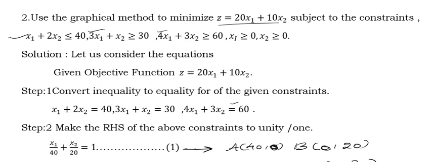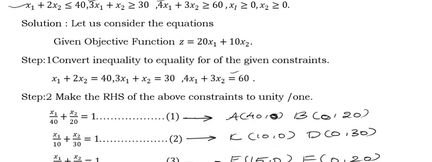Hi everyone. So in this video we are going to learn solving LPP by graphical method for minimization of the objective function. So here the question is minimization type. So we have Z is equal to 20x1 plus 10x2 and the three constraints are given with different inequalities. One is less than or equal to and the other two are greater than or equal to.